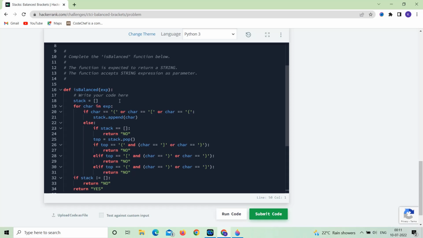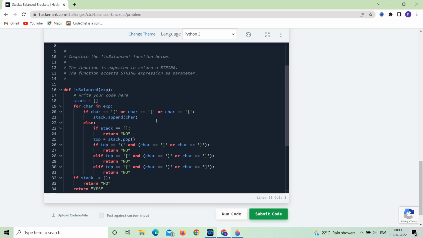I initialized my stack and I'm iterating over the expression, checking whether the character is an opening bracket or closing bracket. If my character is any one of these three, that means an opening parenthesis, opening square bracket, or opening brace, I'm just pushing it into the stack. And if I get a closing parenthesis, closing square bracket, or closing brace, any of those three, my control will come to the else block.